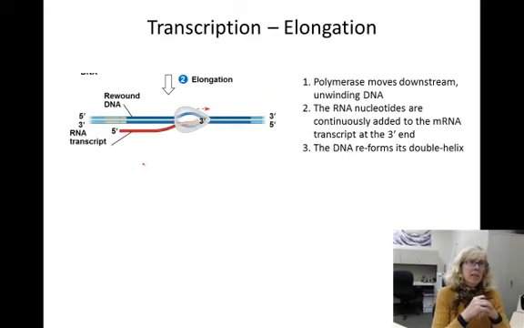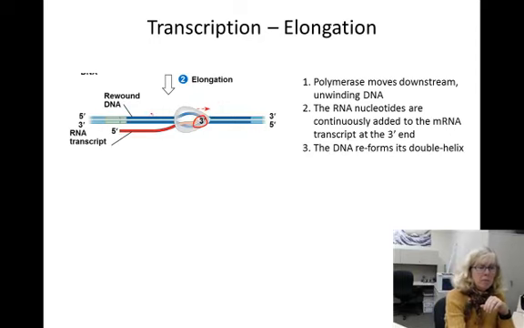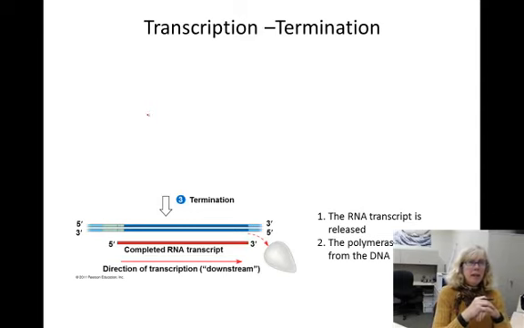During elongation, the polymerase moves downstream, unwinding DNA, and the RNA nucleotides are continuously added to the mRNA transcript at the 3' end of the mRNA. After the RNA is transcribed, the DNA reforms its double helix. Then, at termination, the RNA transcript is released and the polymerase detaches from the DNA.